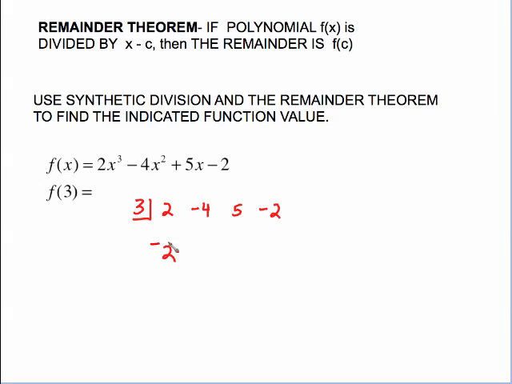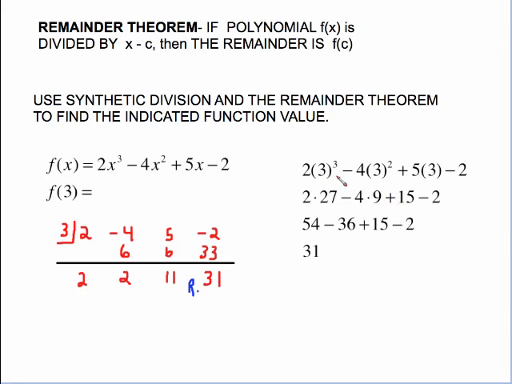Bring the 2 down, draw your line, and begin. 3 times 2 is 6, add gives me 2. 3 times 2 is 6, add is 11. 3 times 11 is 33, add, and that gives me 31. So that says the function value of 3 equals 31, which we'll check on the next screen.